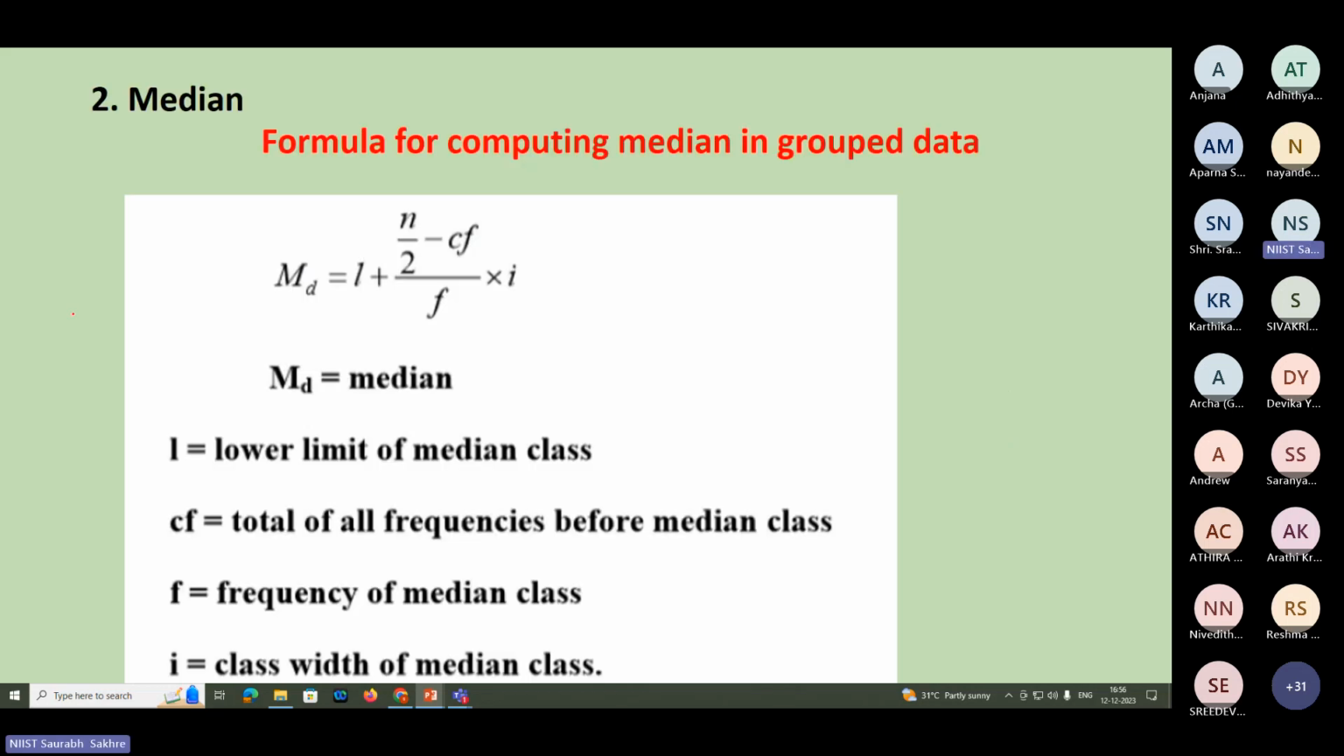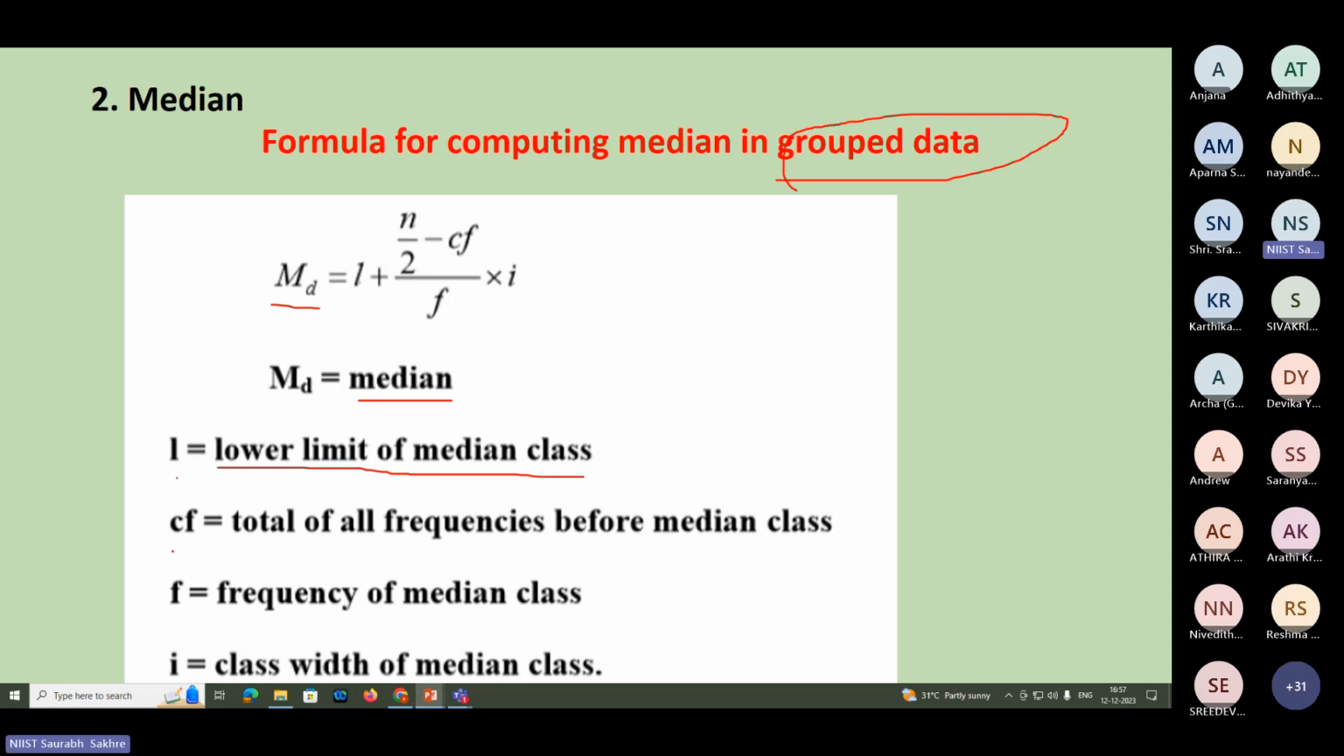Okay, we'll proceed. The first one, the mean, we have seen. Now we will see median for group data. So the formula for calculating median for a group data is, I will explain you one by one. You just be cautious, especially the ones whose names have been taken last time. So the formula for median will be MD is equal to L plus N by 2 minus CF upon F into I. MD is the median. L is the lower limit of median class. I'll tell you how to see median class.